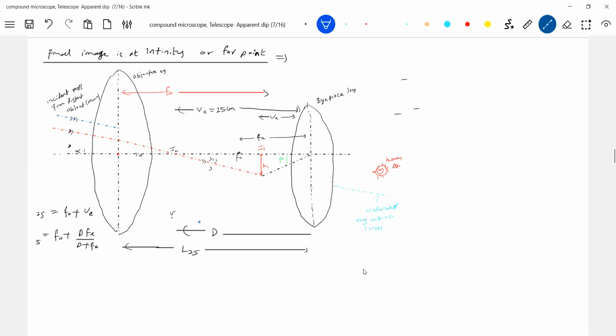I'll redraw it all again. This will be, there's a line. No? Red color.